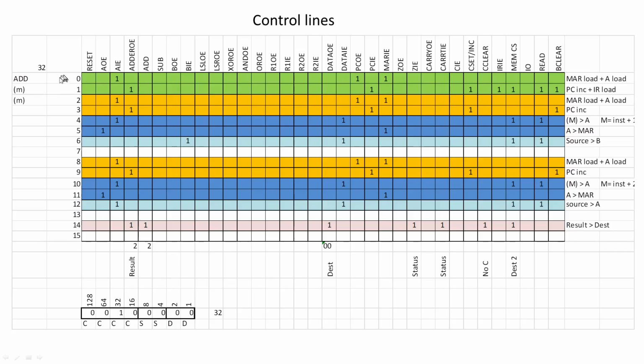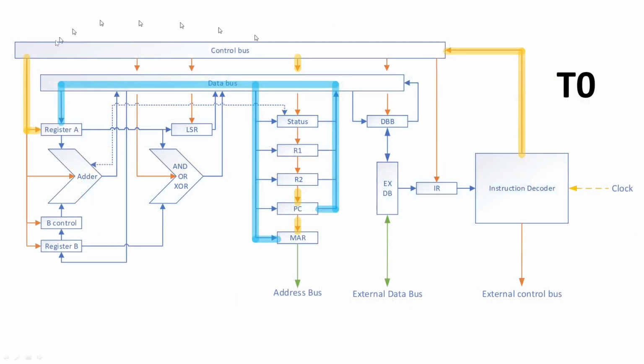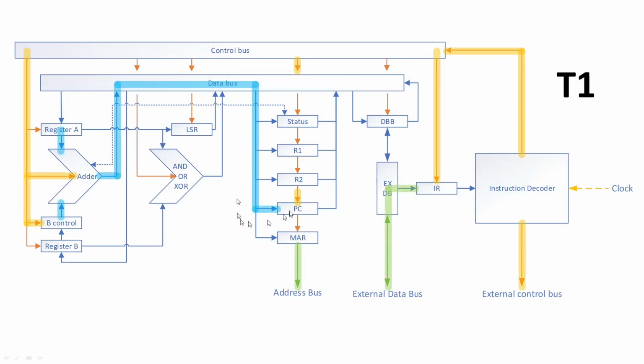So T0 and T1 are exactly the same as before. Get the instruction and increment the program counter to look at the next byte. So usual program counter out into the adder and memory address register, and then increment the program counter. So the memory address register is looking at the instruction and has loaded it into the instruction register.